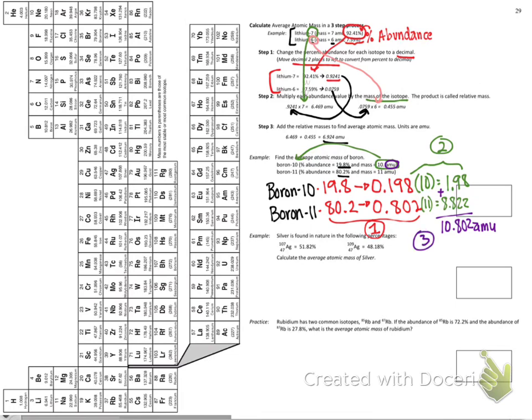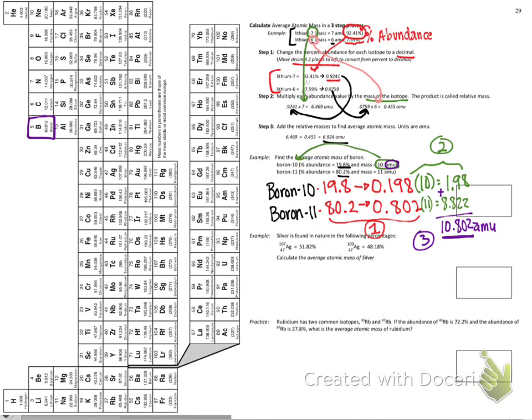And then I want to make sure I check my work. So I'm going to look for boron on my periodic table of elements, and it's right over here. If you look at the atomic mass, it's 10.812, so it's very similar to what I have down here, okay? And that's one way of checking your work.